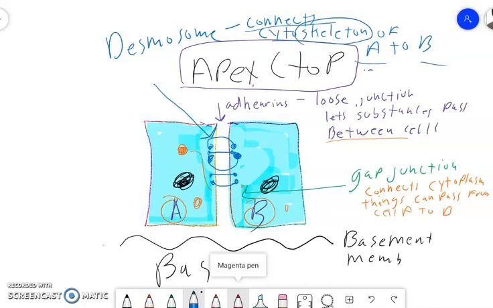Now the last one's a hemidesmosome. This is the base of the cell, the bottom, and it has a basement membrane. Now the hemidesmosome is again connecting the cytoskeleton, but there's no cytoskeleton out there. There's just the basement membrane. So the hemidesmosome is half a desmosome. It doesn't have the second cytoskeleton on this side. So this is a hemidesmosome.